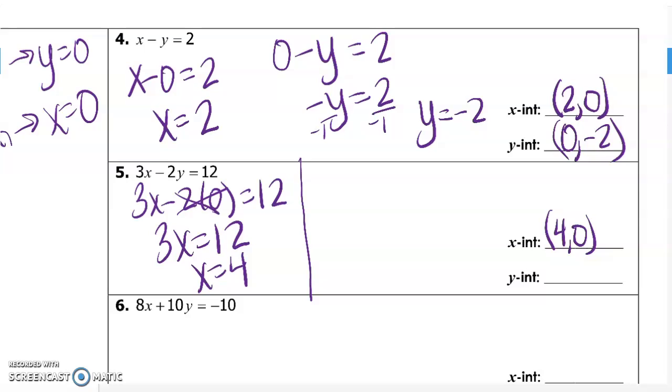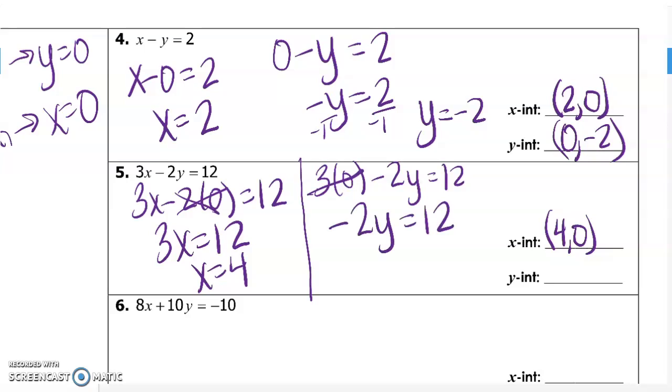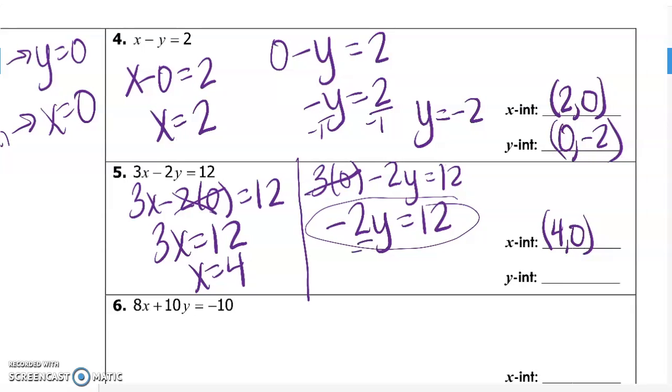Where you need to be careful for our next one, if I plug it in, this is what it looks like. Again, that just goes away. So as long as you remember to put the negative in front of the 2y, you could just start with this step right here. So negative 2y equals 12, divide, y equals negative 6. So 0, negative 6 is the ordered pair for the y-intercept.